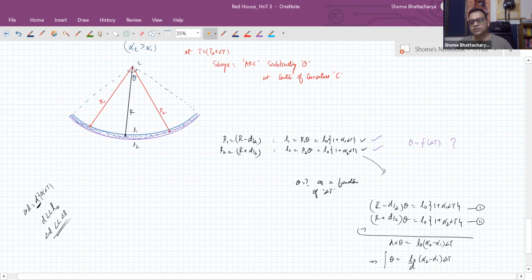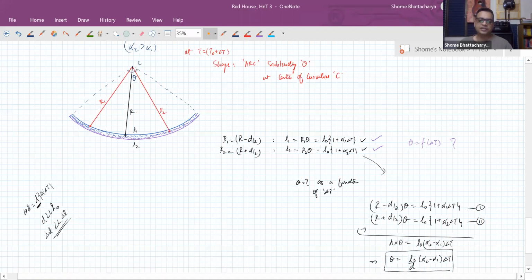Now the interesting thing you can see here is that alpha 2 minus alpha 1 into delta t will be a very small parameter, of the order of 10 raised to minus 7 or something like that. But L naught by d will be a large parameter because d is much smaller than L naught. So overall we'll get an angle which is not very, very small. We'll get a significant value of angle as long as delta t is significant.